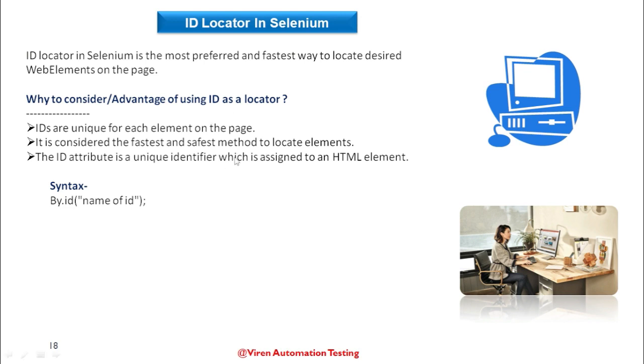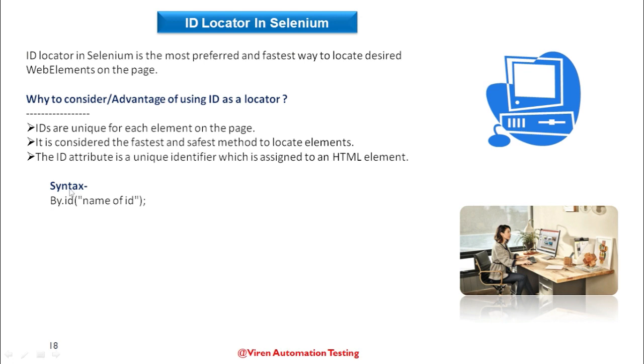And if you write your automation script with the ID locator, then your script will be faster than the other locators. That means your script can execute in less time. Okay, but there are some conditions. You cannot go every time with the ID locators.